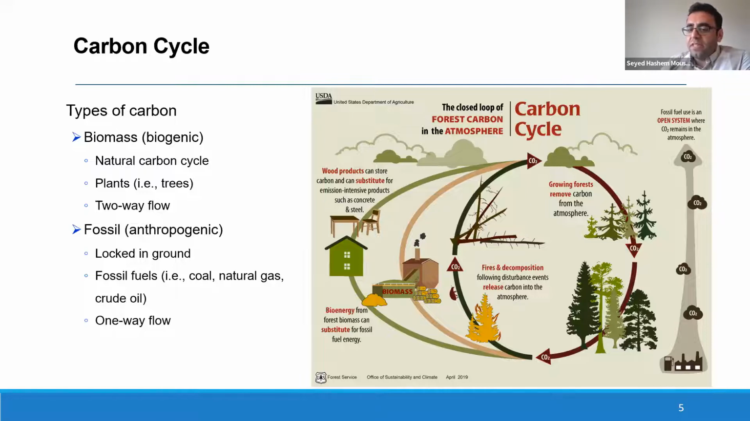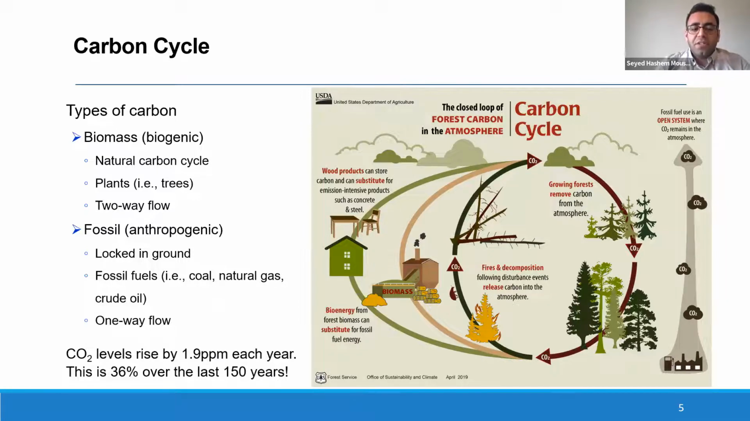The difference between fossil carbon and biogenic carbon is that biogenic carbon is a closed cycle, but fossil carbon is one way and is an open system. So when it's being released to the environment, it doesn't return to the origin. And that's why we have higher concentration of carbon in the atmosphere. Right now, carbon dioxide levels rise by 1.9 ppm each year. This is around 36% over the last 150 years.